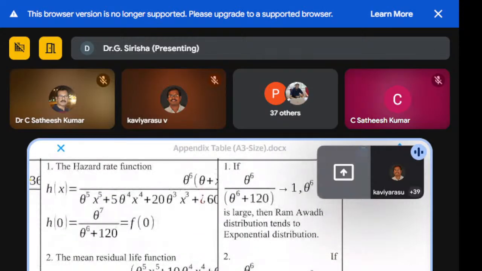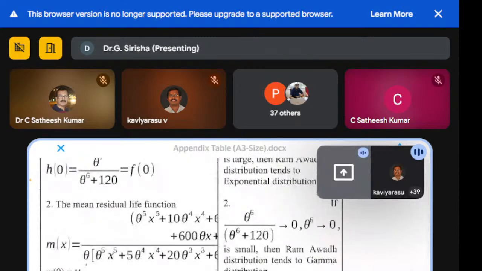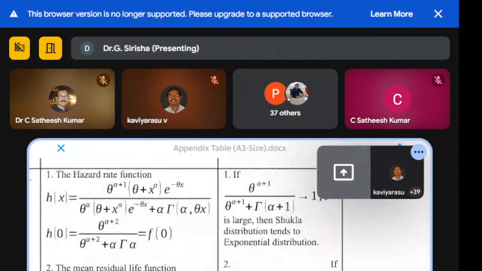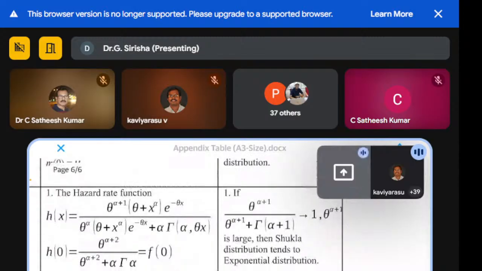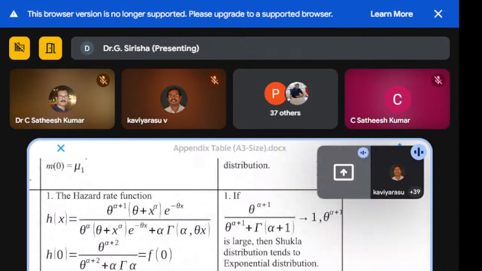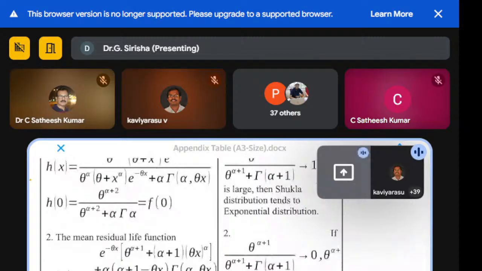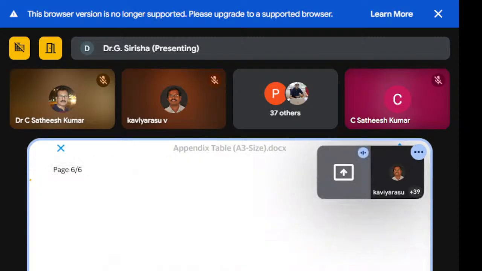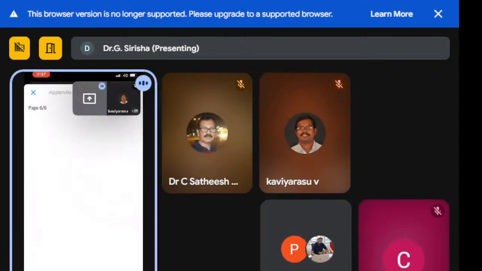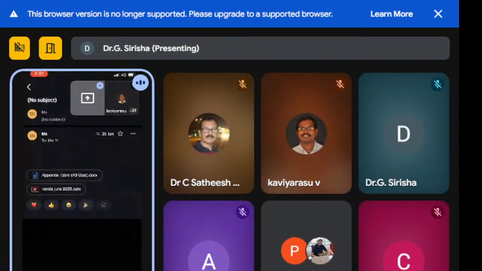Ramavad distribution, when theta is large, it tends to exponential. Theta is small, Ramavad distribution tends to gamma distribution. Then Shukla distribution, when theta is large, exponential. Theta is small, it tends to gamma distribution. So that's how we have studied some more limiting cases of all these discussed distributions.